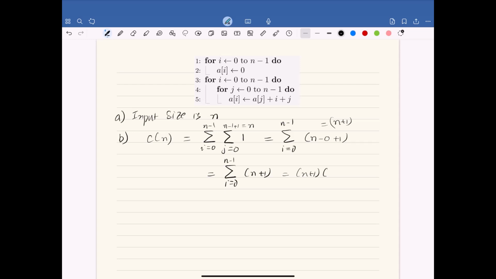The summation that goes from 0 to n minus 1 will be n minus 1 minus 0 plus 1. And this is equal to n plus 1 multiplied by n. So this is equal to n squared plus n, and this belongs to big theta of n squared.